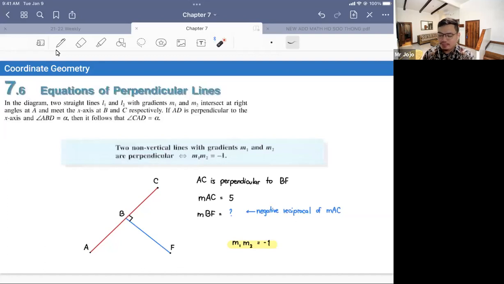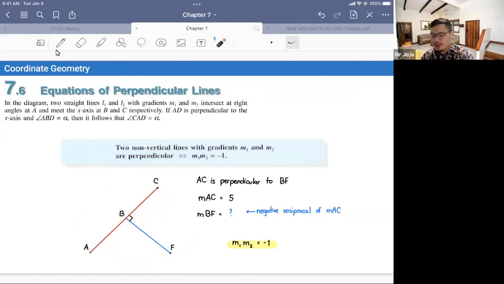For example, you have here line AC, and then you see this line BF. This line BF is perpendicular to line AC. Likewise, line AC is perpendicular to line BF. So this is how perpendicular lines look. They create a 90-degree angle to each other.